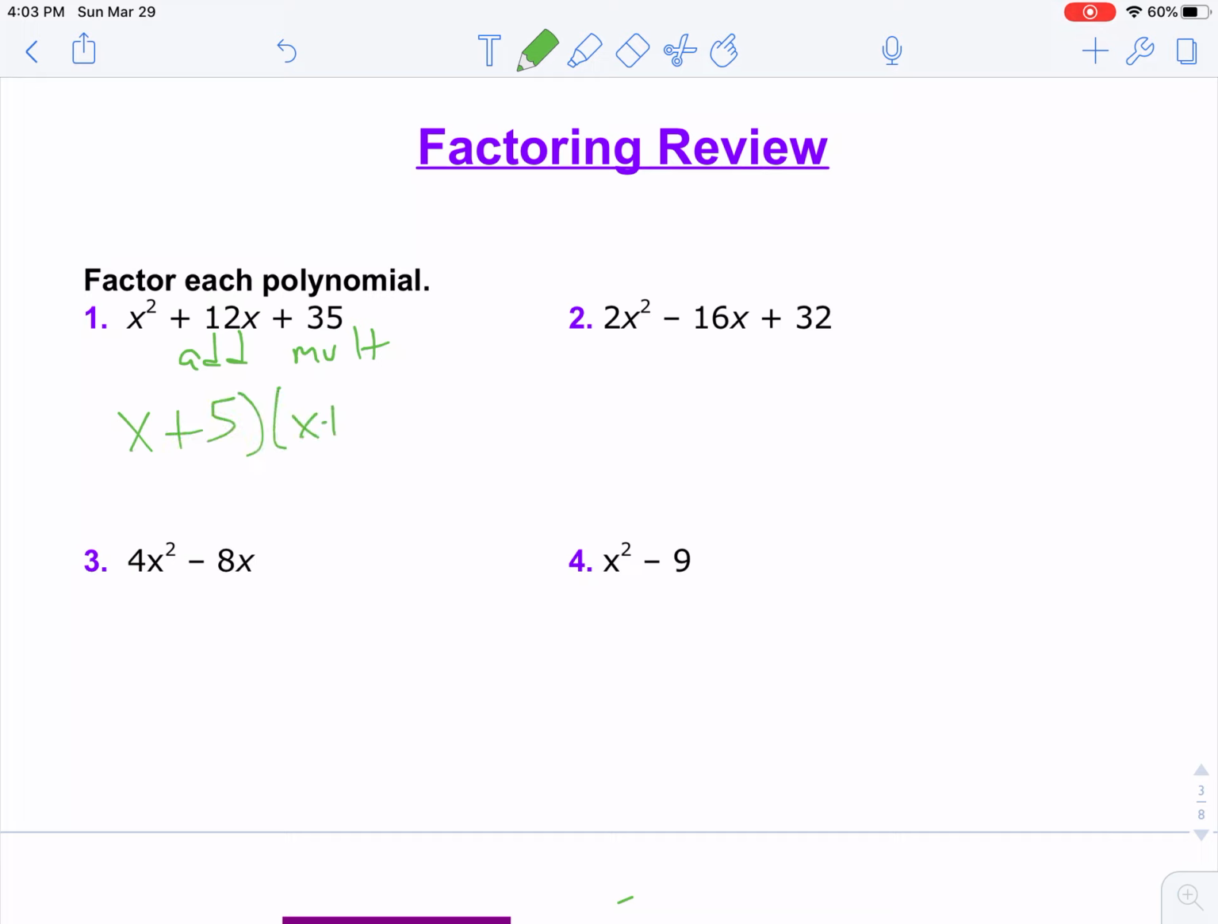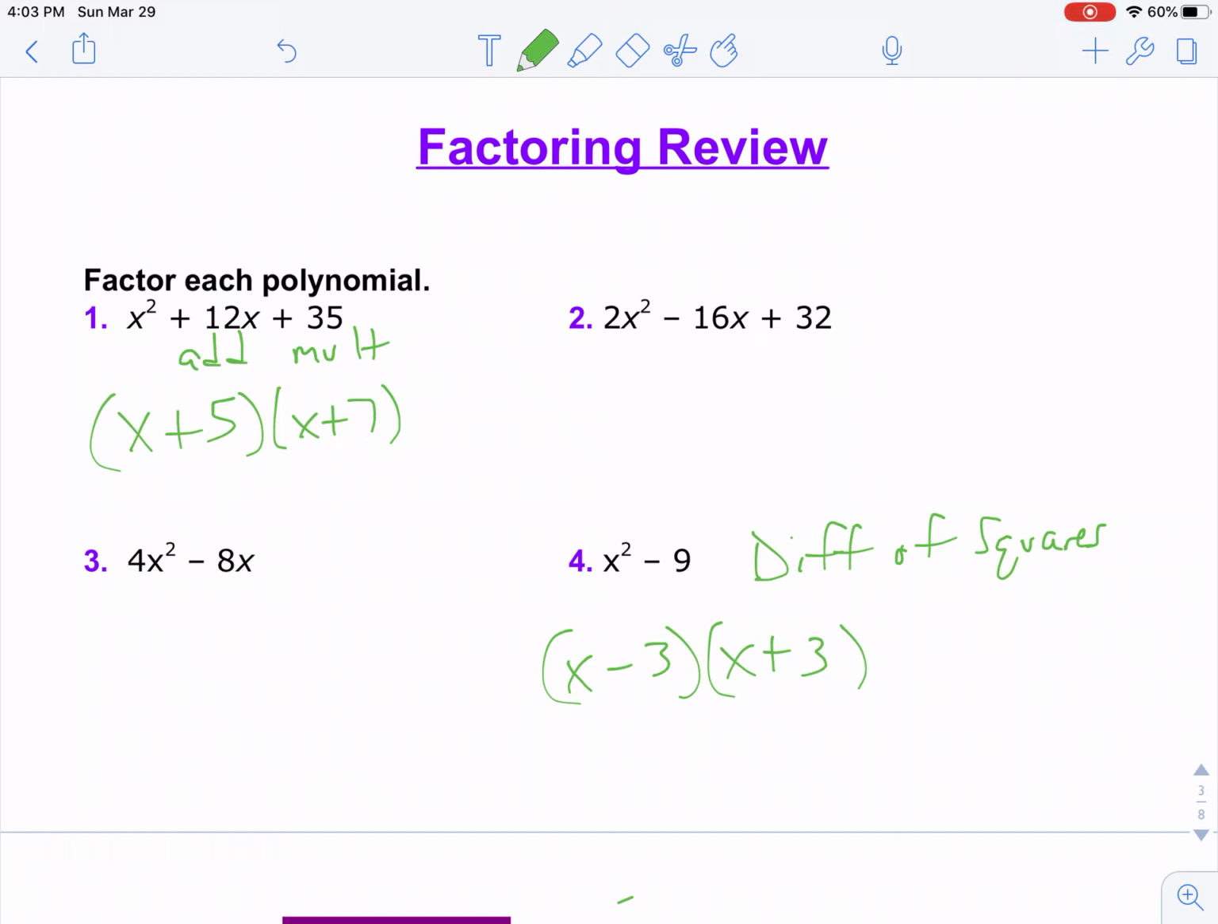(x + 5)(x + 7). 5 times 7 is 35. 5 plus 7 is 12. That is now factored. Remember number 4 down here? This is called a difference of squares. You put your 2 parentheses, you put an x here and here, you take the square root of x squared, which is x and x, you take the square root of 9, which is 3 and 3. 1 gets a minus, 1 gets a plus.